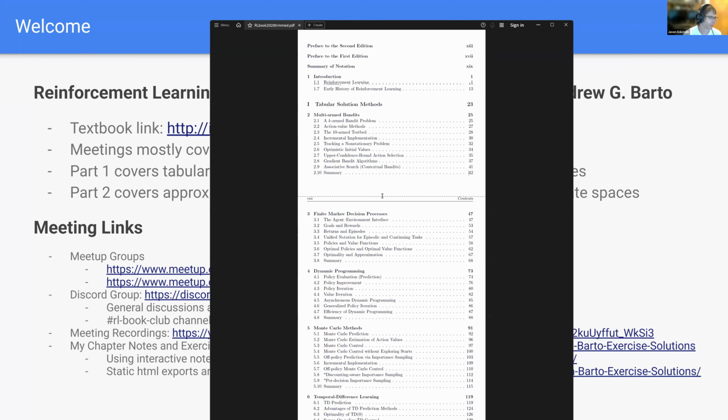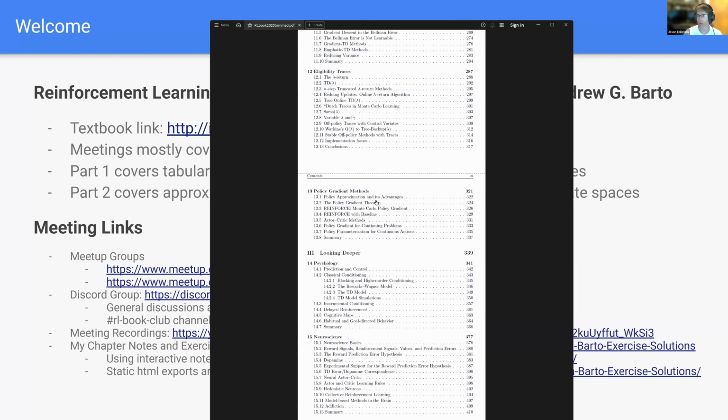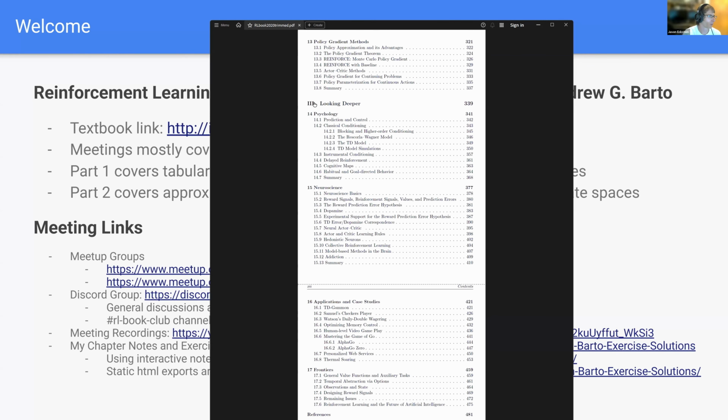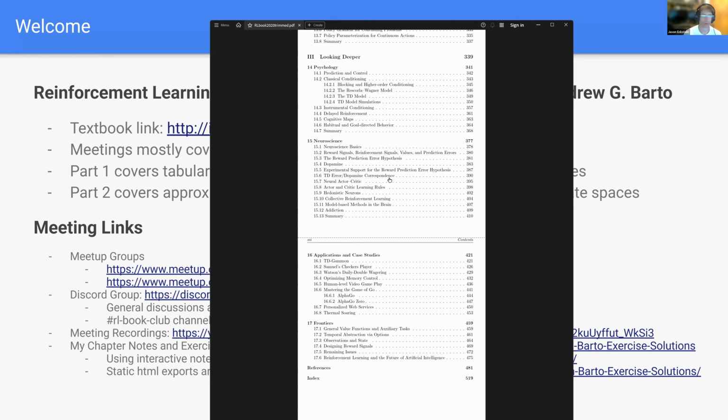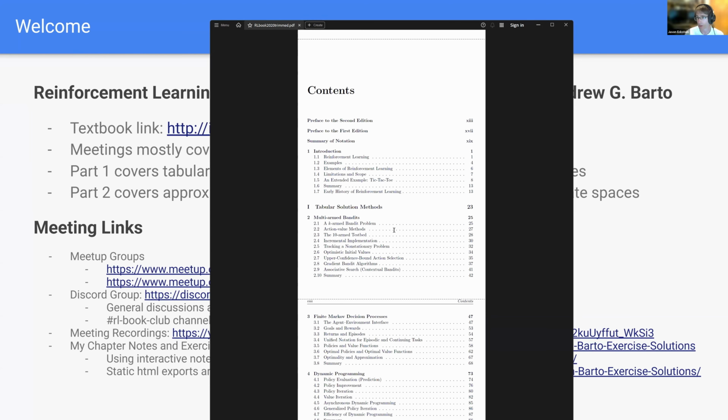And this is the table of contents of the book. So we have not done part 3 of the book before. There were some meetings that covered part 3, but it's a little more qualitative. And this is another one of the survey questions. If anyone is interested in actually covering any of these sections in part 3, it's another option. Probably the one that would have the most interest is the applications and case study section, because that does have some interesting problems.